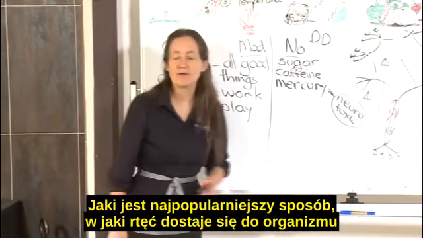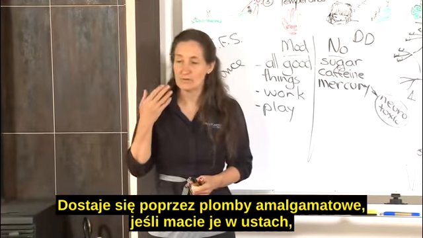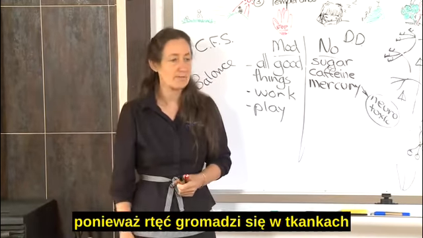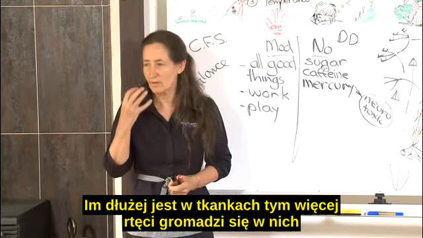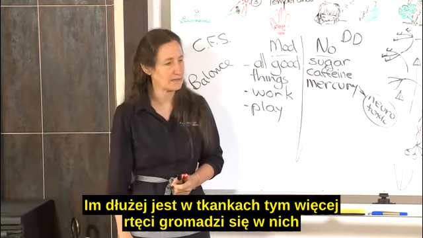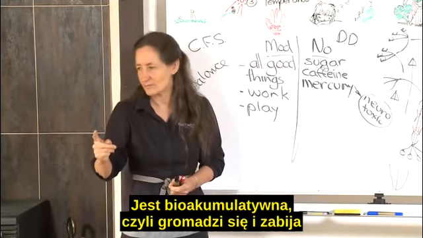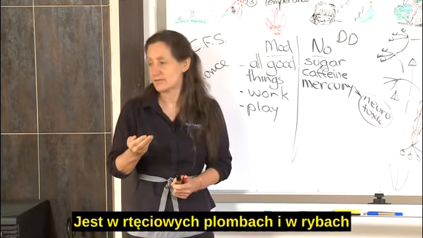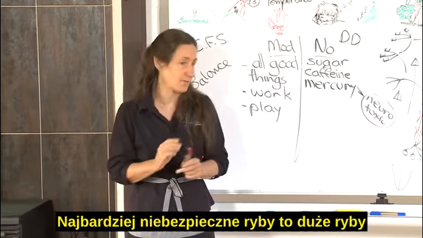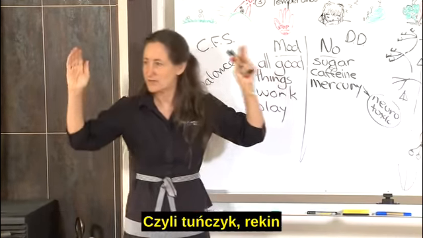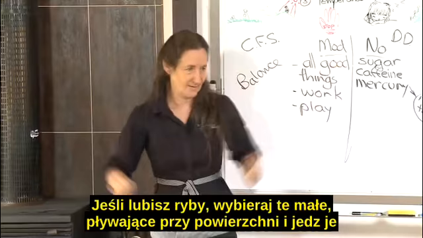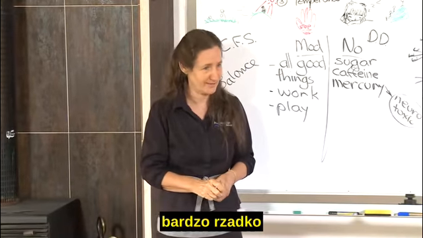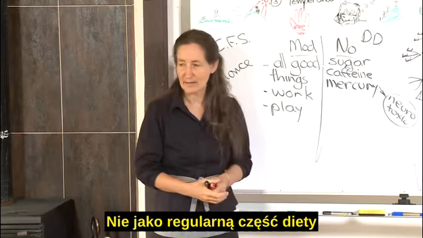So what's the most common way mercury gets into the body? It gets into the body through mercury amalgam fillings. If you've got them in your mouth, please start to have a look at how you can get them out, because mercury accumulates in the tissues. So the longer they're in there, the more the mercury is accumulating in the tissues. It's bioaccumulative, meaning it stores up, and it's a killer. So it's in the mercury fillings and in the fish. The safest fish are the smallest fish. The most dangerous fish are the big fish. So there's your tuna, there's your shark. So if you like fish, go for the small ones, go for the top swimmers and make it a rare treat, not a regular part of the diet.